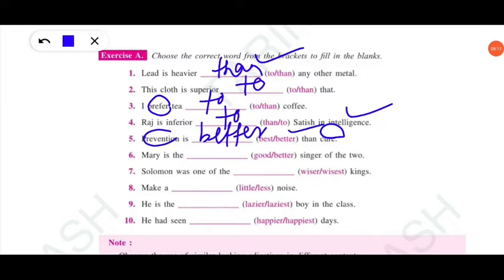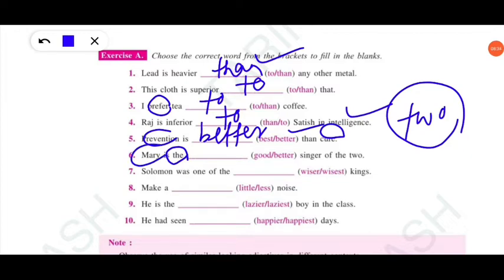The next: Mary is the better singer. As you find, the definite article the is used, but the comparison is made between two, so don't use the superlative degree or the est form. Use the comparative degree because the comparison is made between two. Mary is the better singer, not the best singer.